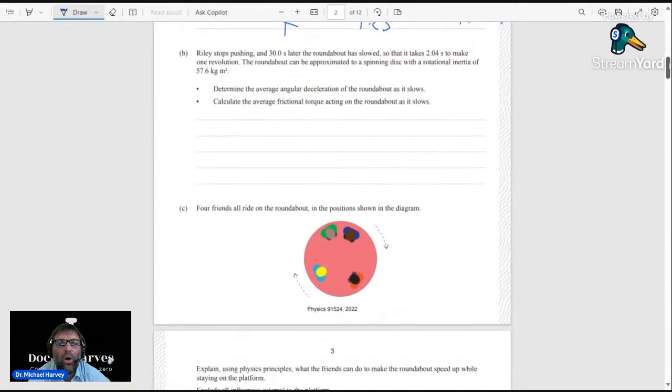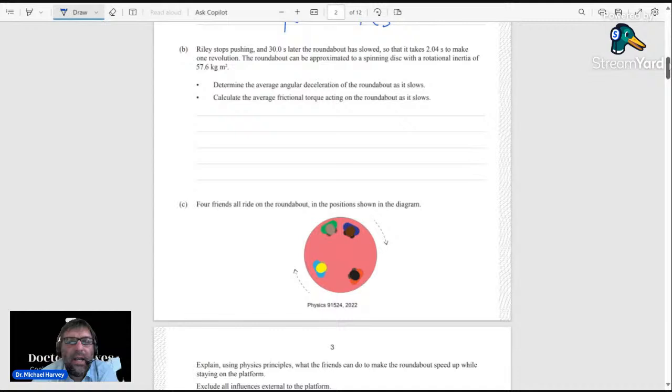Then we move along, and again, always breaking down the questions. Riley stops pushing. Remember now we have an omega of 5.11. So it stops pushing and there's 30 seconds, so there's a time component in the question potentially. It takes 2.04 seconds to make 1 revolution, and the roundabout has a rotational inertia of 57.6 kilograms meters squared.